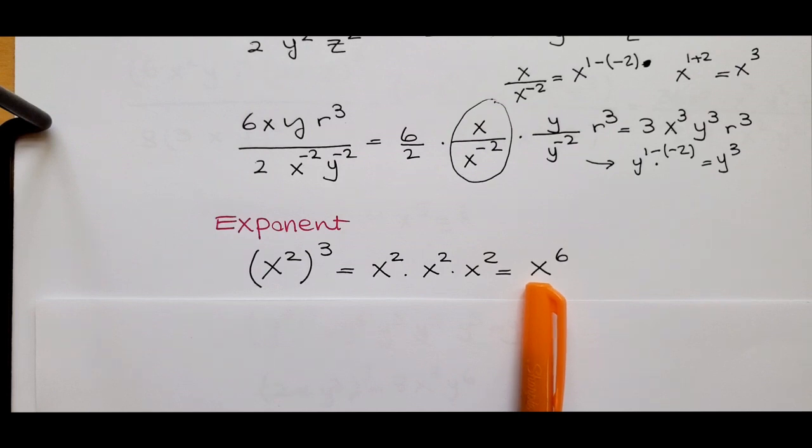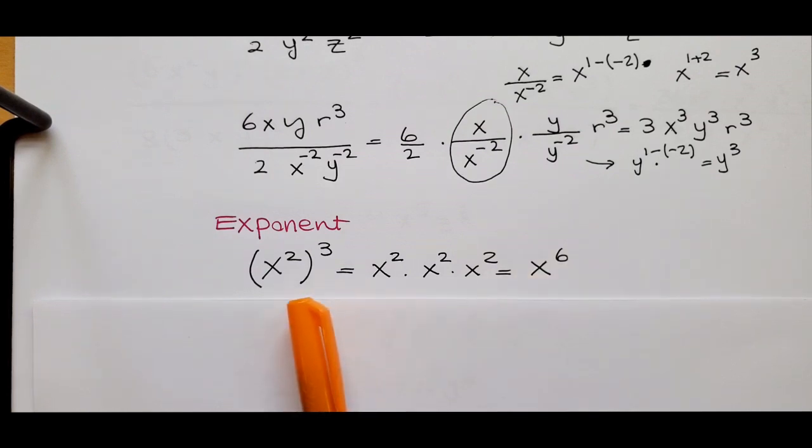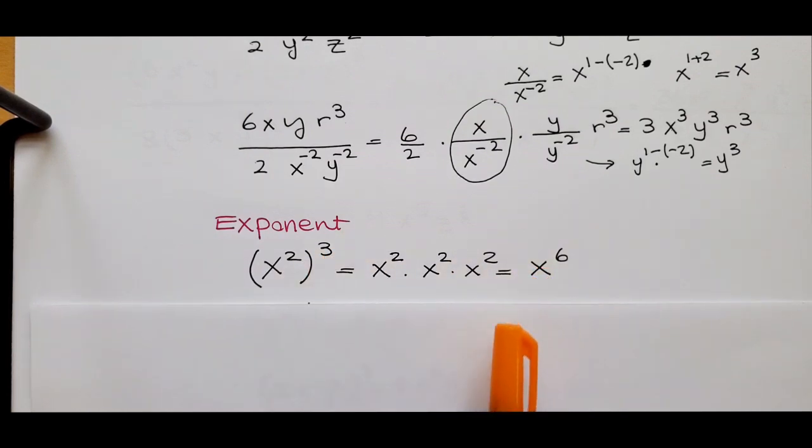So that would be x to the power 6. Or simply, we can just say 2 times 3 is 6.